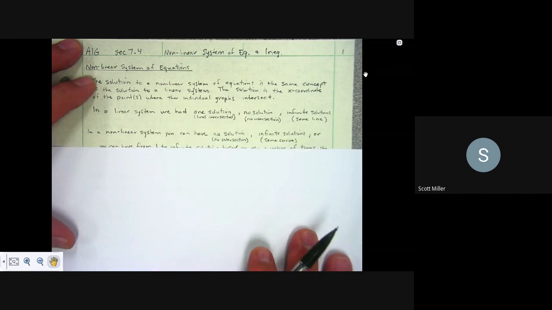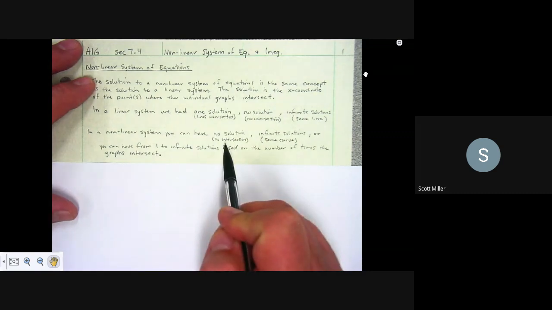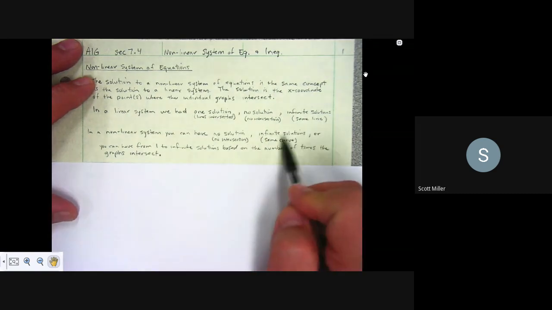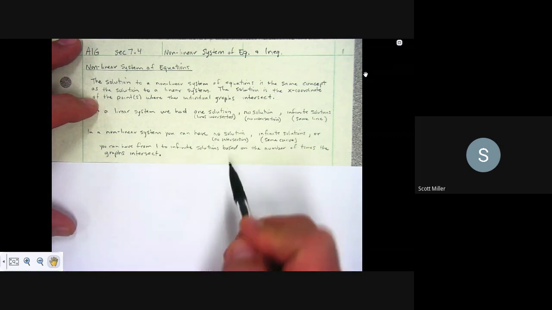Well, in a nonlinear system, it's very much kind of the same. I can have no solution, which means there is no intersection between the curves. I can have infinite solutions. Okay, in an infinite solutions case, two or more of them have the exact same curve or line. Or I can have from one to infinite solutions based on the number of times the graphs intersect.